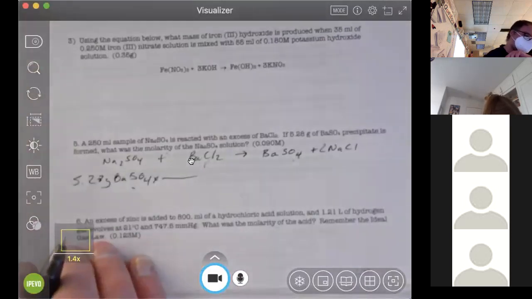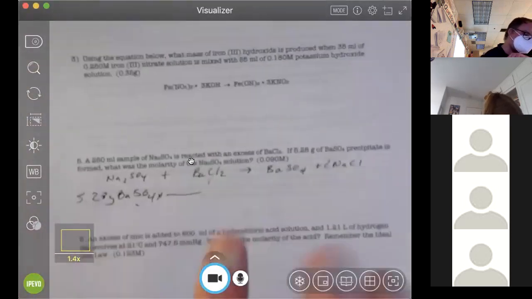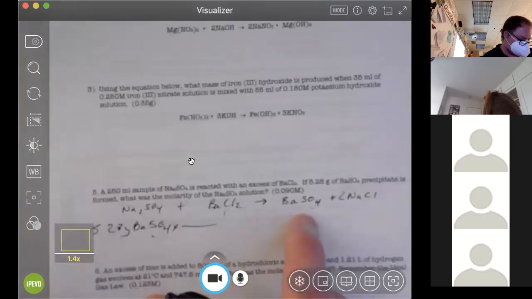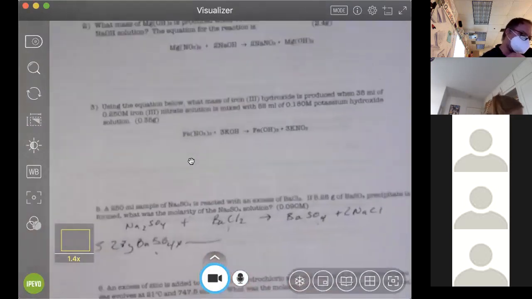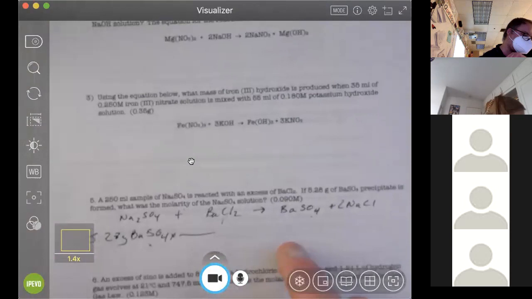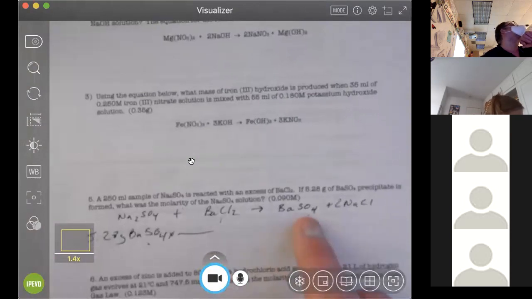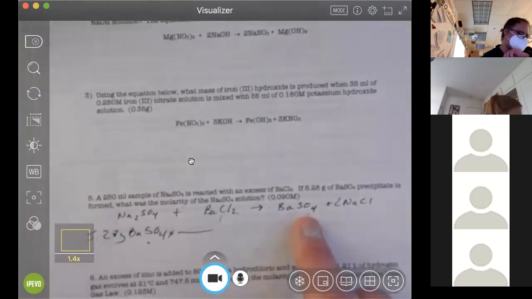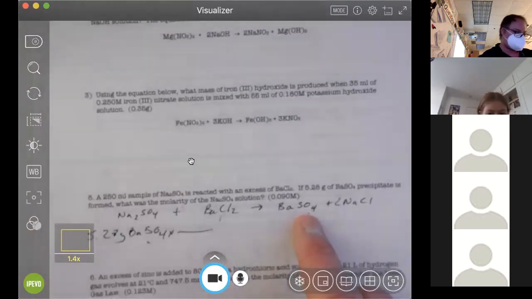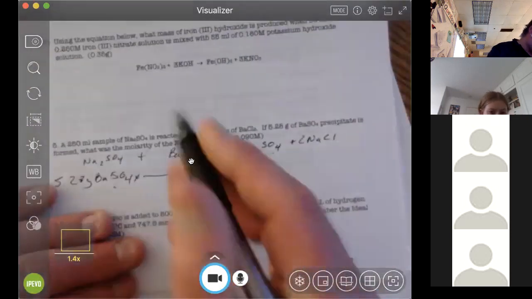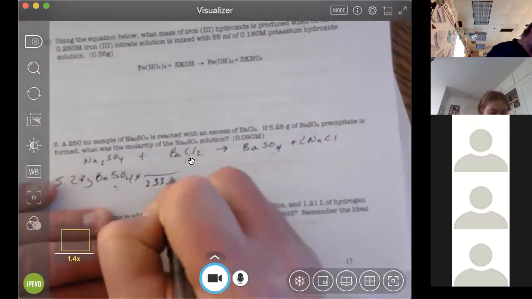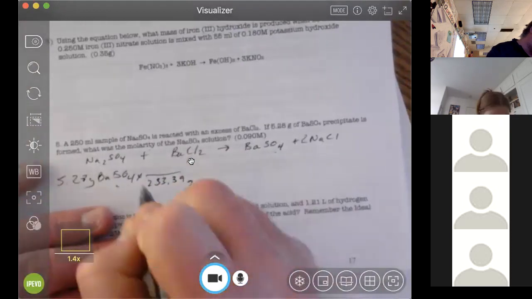But basically, where's barium? 137.33 plus 32.04 plus 4 times 16 is 233.39. I think that's probably right. 233.39 grams per 1 mole of the barium sulfate.